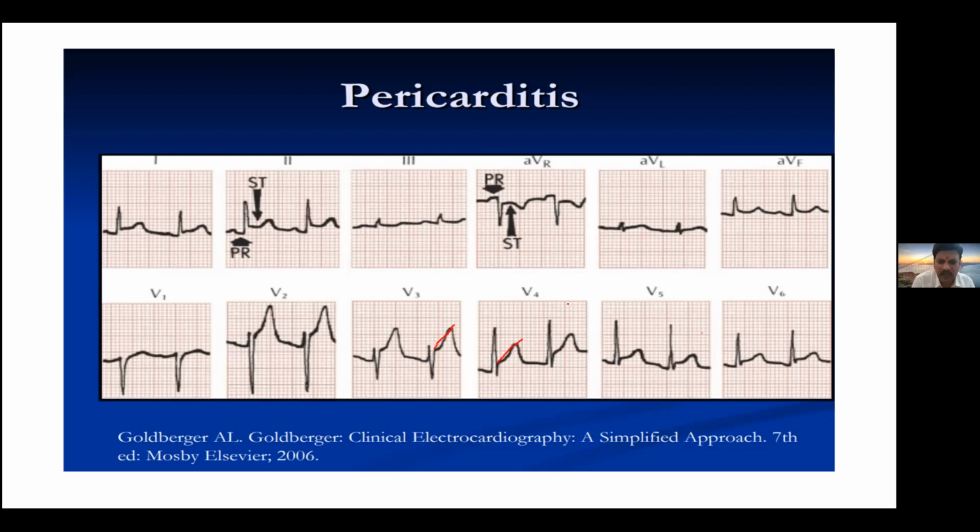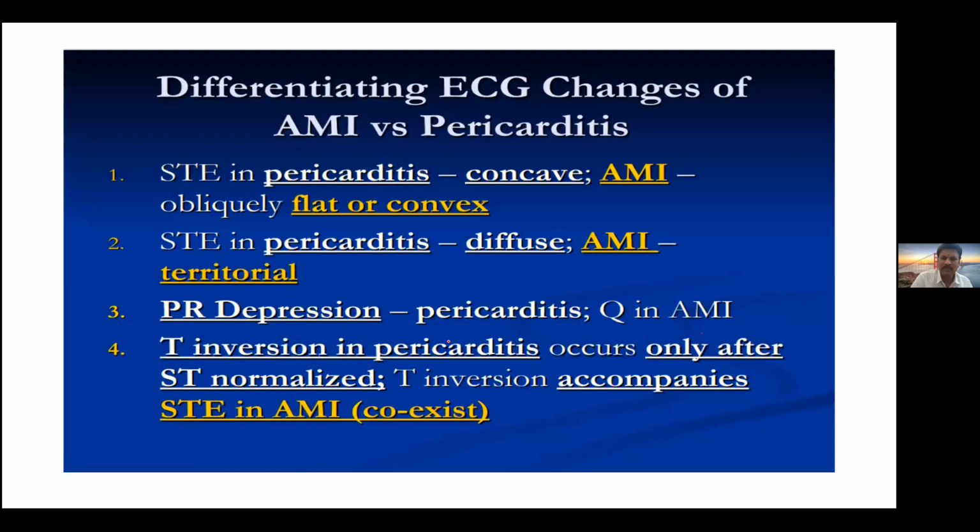And to support it, see here, there is a concavity of J point elevation, concavity upwards. So it is not acute MI. ST elevation in pericarditis is concave. In acute MI, it is flat or convex. In pericarditis, it is diffuse, everywhere. In acute MI, it is territorial. Here again, PR segment depression can be there. The ST segment is elevated, and the PR segment is depressed in pericarditis.